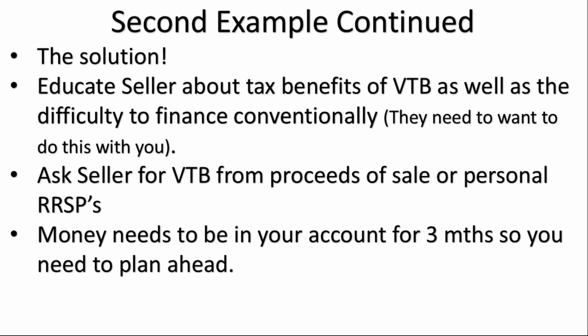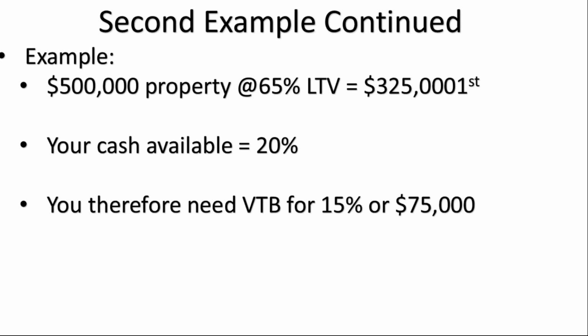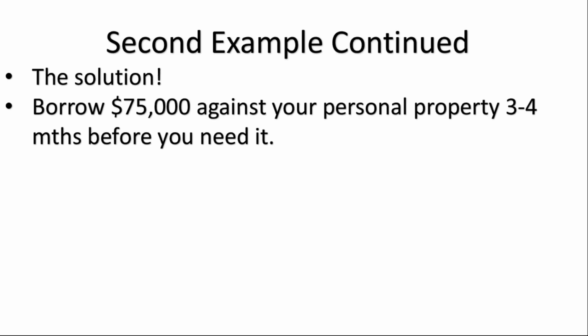Again, the money needs to be in your account for 3 months ahead of time. So let's take a quick look at an example here. So let's say we have a $500,000 property at 65% loan to value, means that we're going to have a mortgage for $325,000, but you only have cash available for 20%. Therefore, there's a shortfall of 15%, so you're going to need a vendor take back or some other source of financing for that 15% or $75,000. So you can borrow the $75,000 against your own personal property 3 or 4 months before you actually need it.